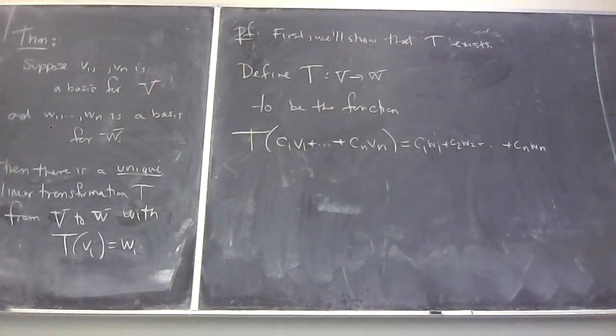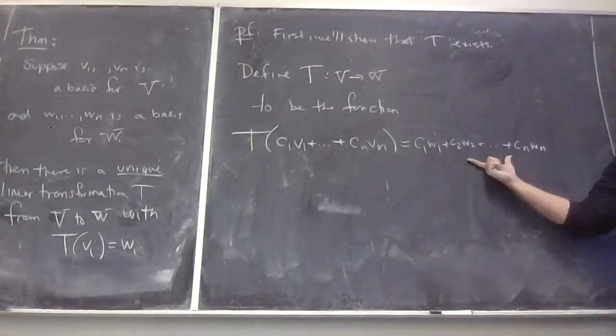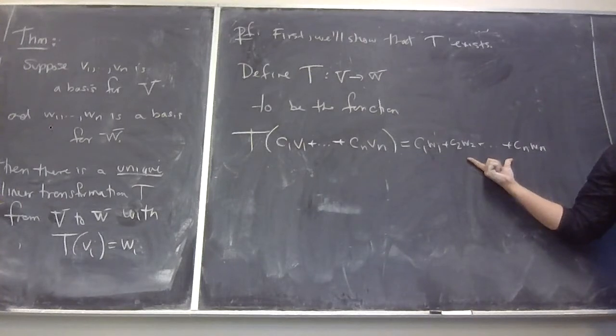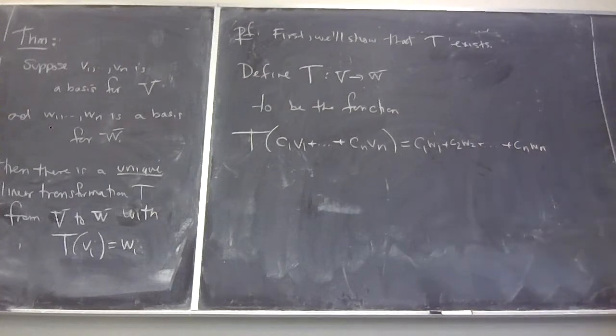So I'm defining a function. What this function does is it looks at a linear combination in the basis V, and it spits out that same linear combination, but in the basis W. Make sense? Okay. So I've got to show some things in order to show that T is linear, right?